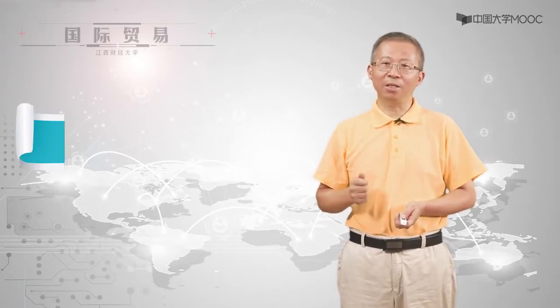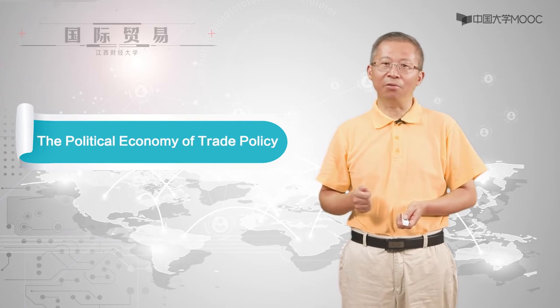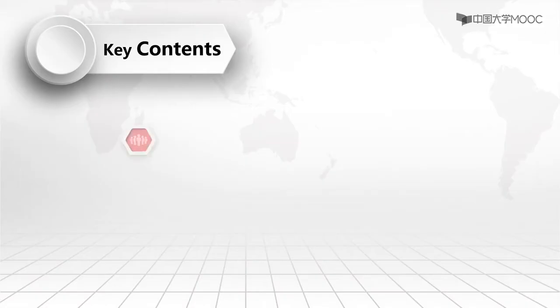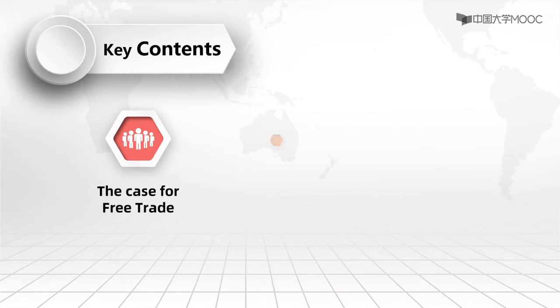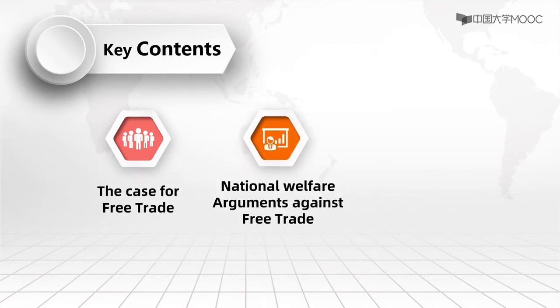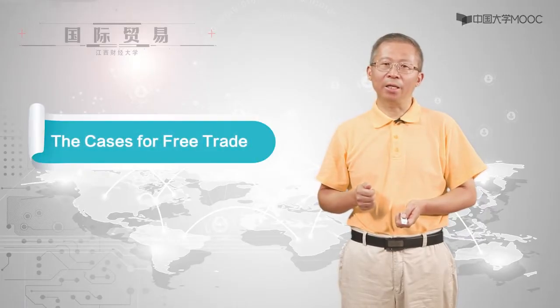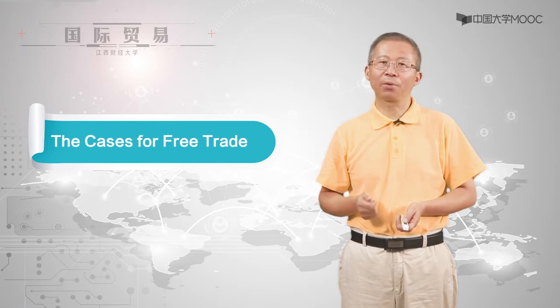Hello, classmates. Today we begin to study the political economy of trade policy. It includes three issues: the case for free trade, national welfare arguments against free trade, and income distribution and trade policy. In this lecture, we will study the case for free trade.